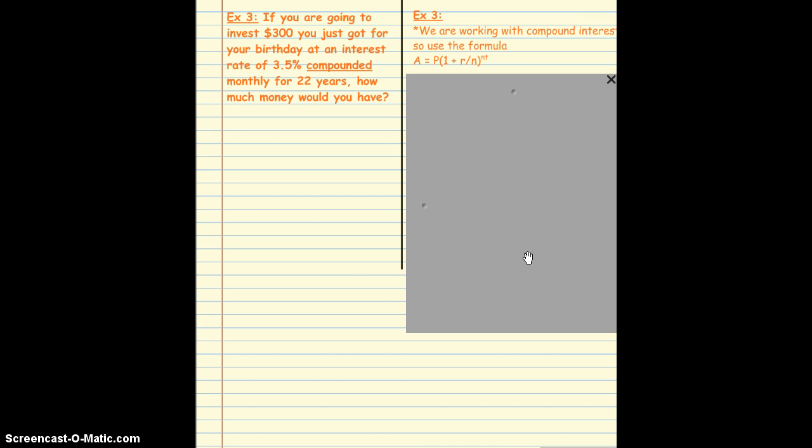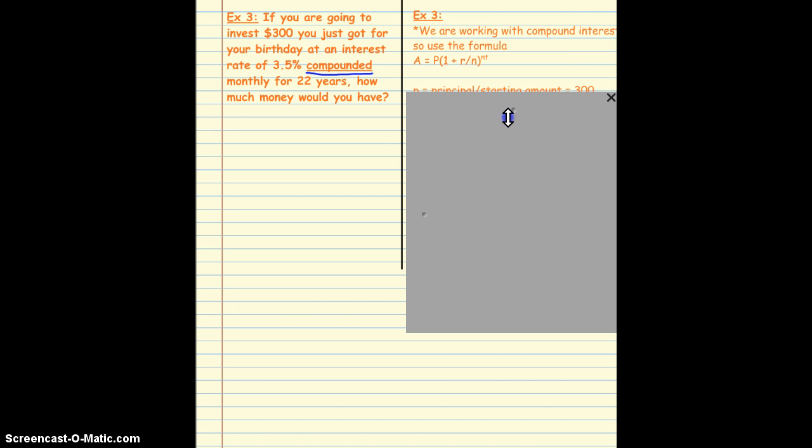All right, next example, number 3. If you are going to invest $300 you just got for your birthday at an interest rate of 3.5% compounded monthly for 22 years, how much money would you have? Now, when you are working with compound interest in the problem, it will specifically say the word compounded. If it doesn't, you need to use the other 2 formulas. Okay, so it says compounded, so we're going to use the compound interest formula, which is A equals P times, in parentheses, 1 plus R divided by N, to the exponent of N times T.